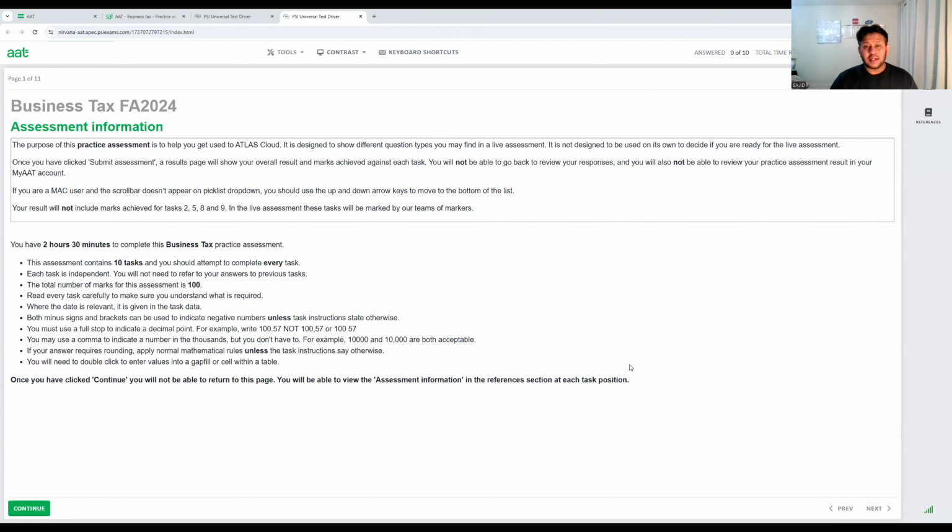Okay, so we're going to start from task one, and we're going to look at task two as well. We're going to go through every single question we have relevant to task one and task two. And also we're going to look at practice assessment one and assessment two to look at a few questions for task one and task two.